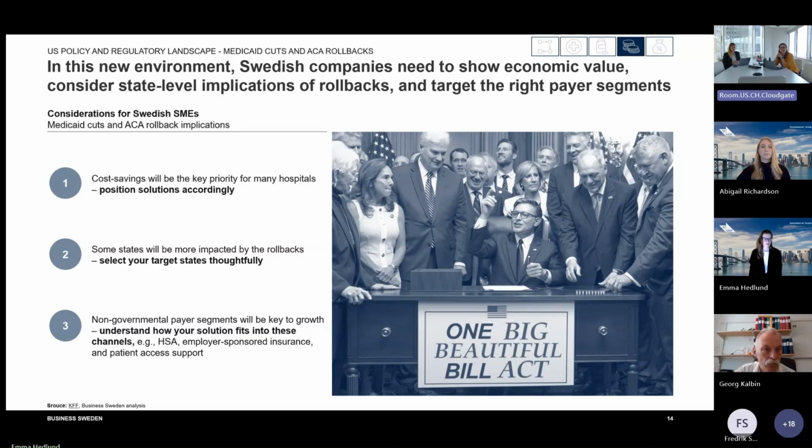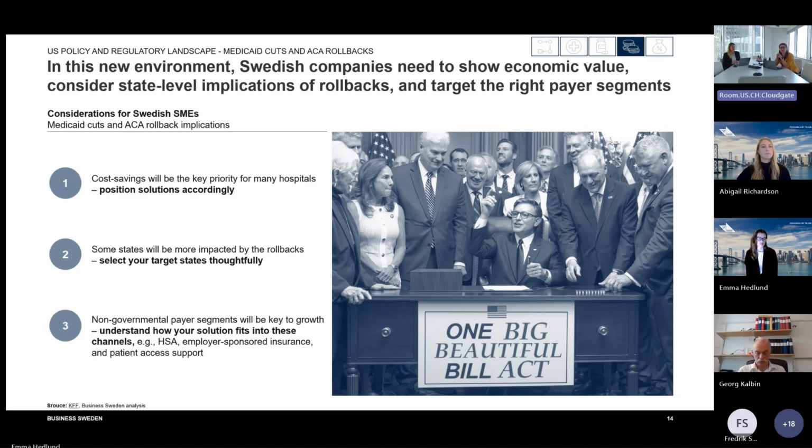And then lastly, as we've now been hearing, all these government programs, Medicaid, Affordable Care Act, they're affected. So it's important to know about non-governmental payer segments that could be a target audience for you. Examples are health savings accounts, so HSAs. They're very common here. You might be familiar, but they're essentially for employees to have a discounted way of accessing health services. The discount is that it's a tax-free version because you get before-tax payouts from your salary.